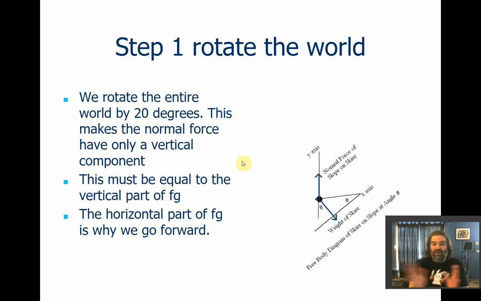But if you rotate it and look at it from the skier's point of view, now you notice the normal force is straight up like it always is. The force of gravity, the weight, is on an angle. It's pulling you forward down the hill. Now, here's the cool thing. Since you rotated it by 20 degrees to make the hill level, the force of gravity, which was initially vertical, is also rotated by 20 degrees. So now it's easy to find the vertical and horizontal components.